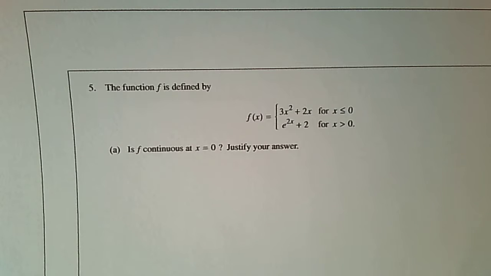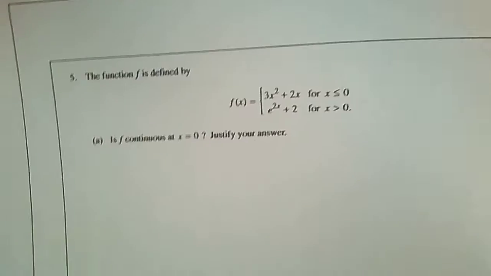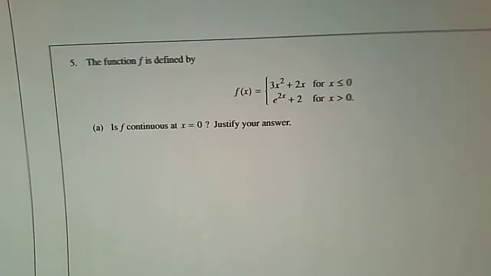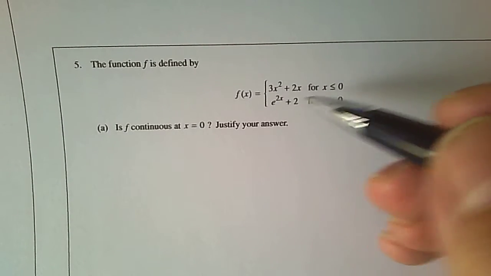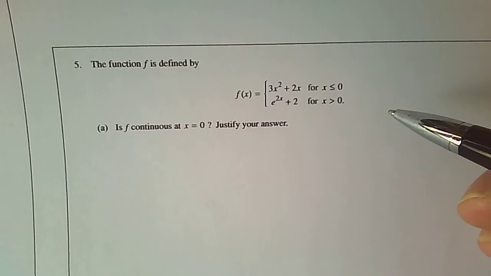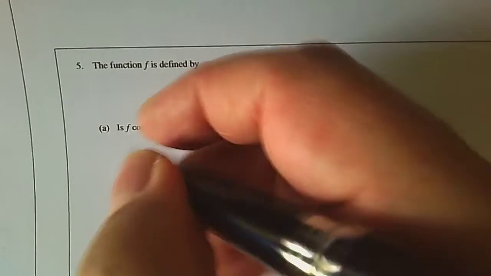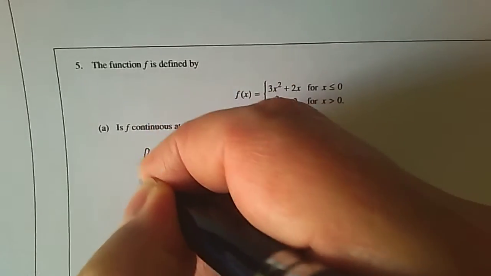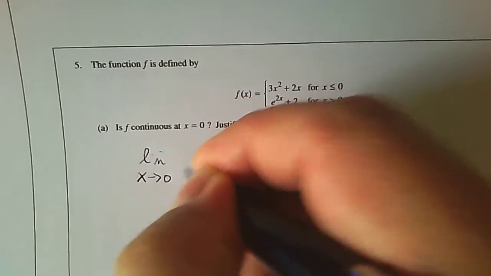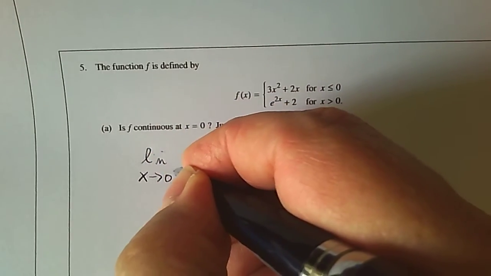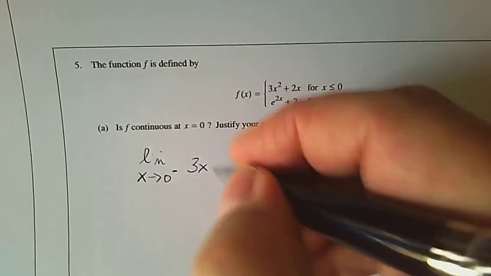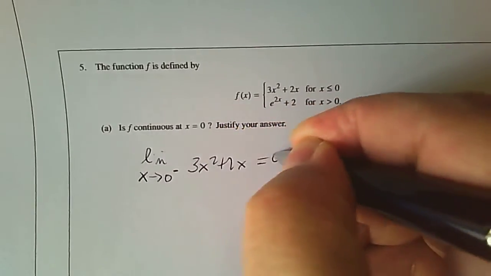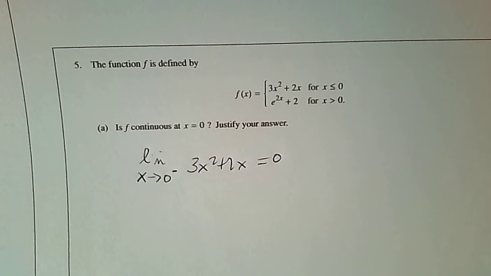So we want a calculus reason for this. If I want a calculus reason for why it's continuous, I don't want to just substitute in and see that the answers are the same or not the same at 0. Instead, I want to write this as a limit. That's the calculus reason. So we're going to write down the limit as x approaches 0 from the left, and that would be the top part. That's 3x squared plus 2x. And you can see from the left the answer is 0.